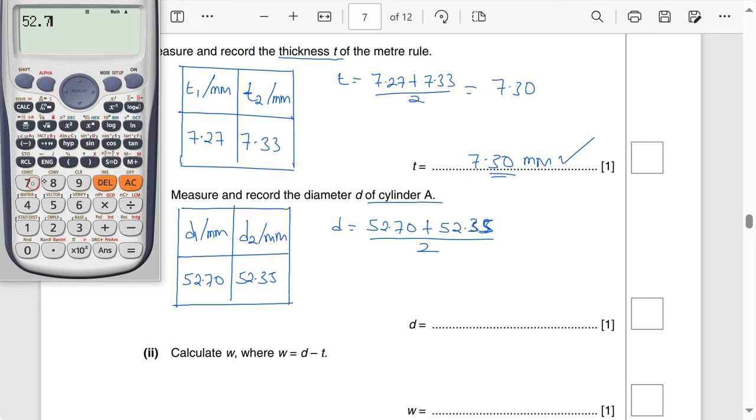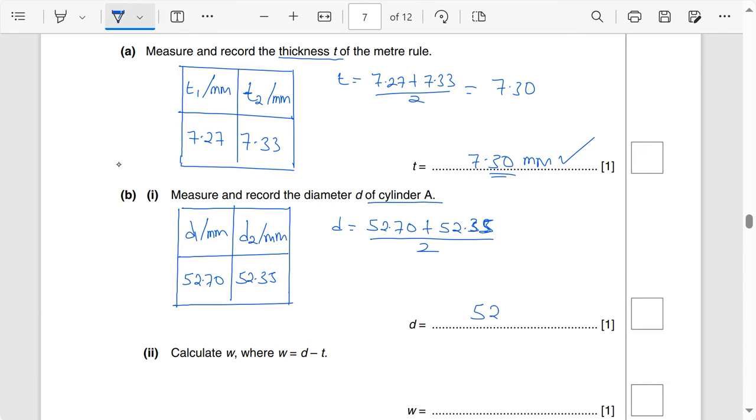So 52.7 plus 52.35 divided by 2 is 52.525. To maintain the same precision of the instrument, this student writes 52.53. This was 52.525, so the student writes 52.53 to maintain the same precision of the instrument. So this is in millimeters, and this would give the student a mark.